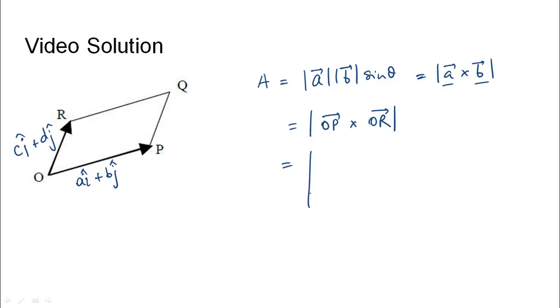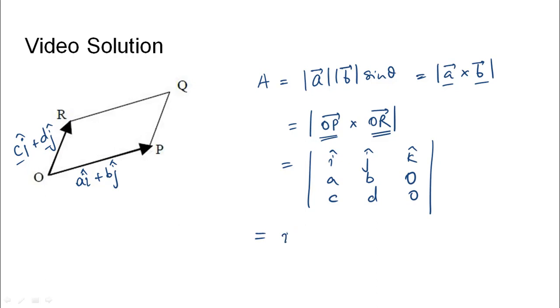This can be written as i cap, j cap, k cap and the components of OP vector in the XYZ directions. So that would be A, B, and there is no component in Z direction, so that would be 0. Similarly for OR vector, the components are C, D and 0.